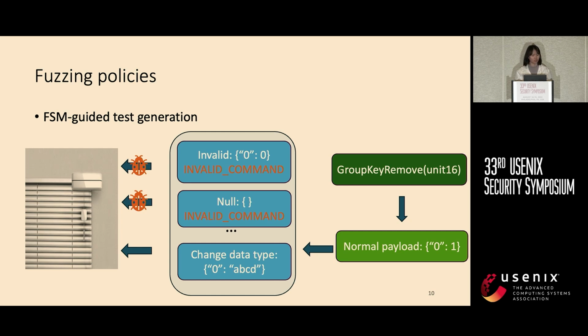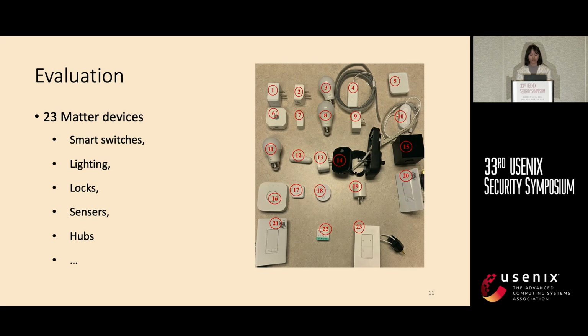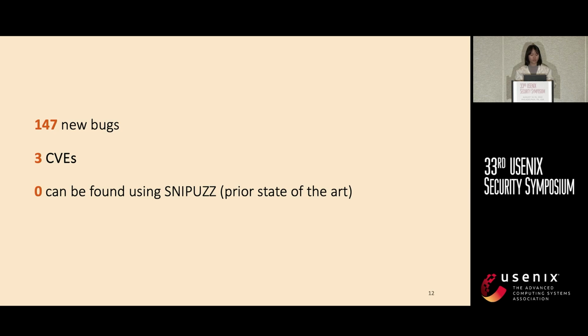Our evaluation involved testing 23 Matter devices, including a smart switch, light strip, lock, sensor, and hubs. Through our fuzzing approach, we discovered 147 new bugs, including 3 CVEs. None of these bugs could be found using Snipuzz. Snipuzz is a prior state-of-the-art IoT fuzzing tool.